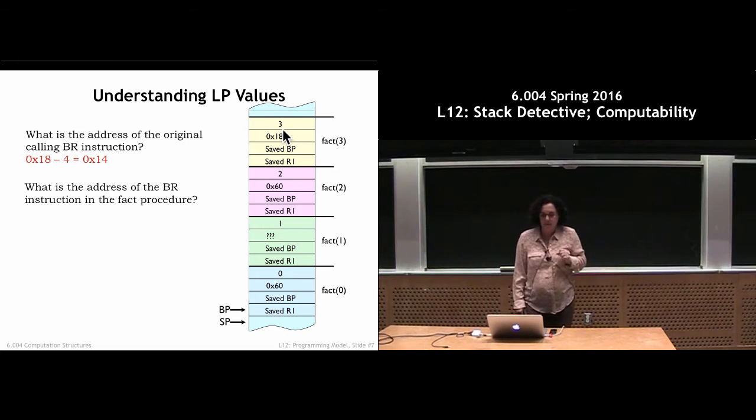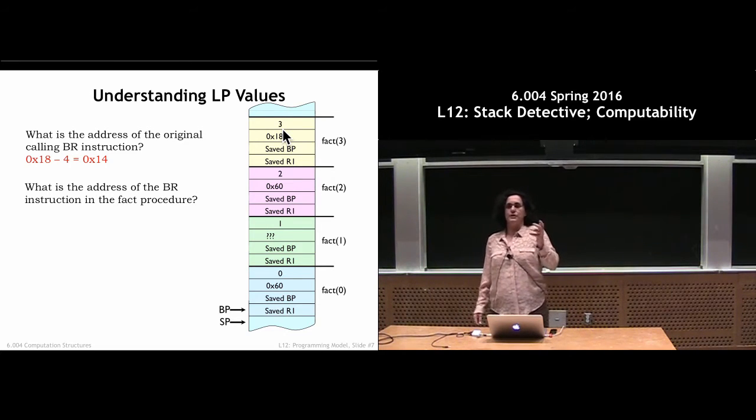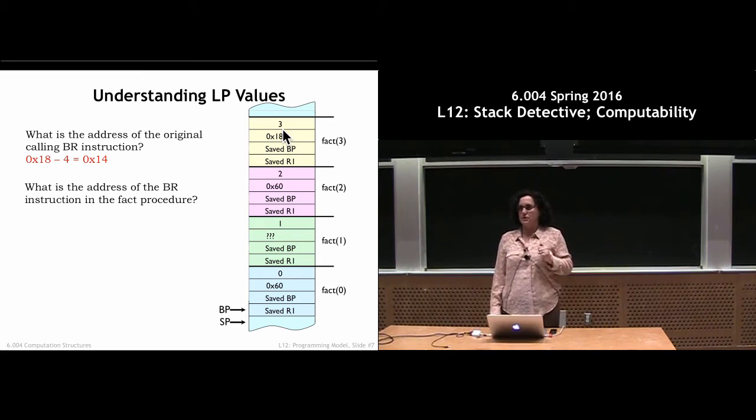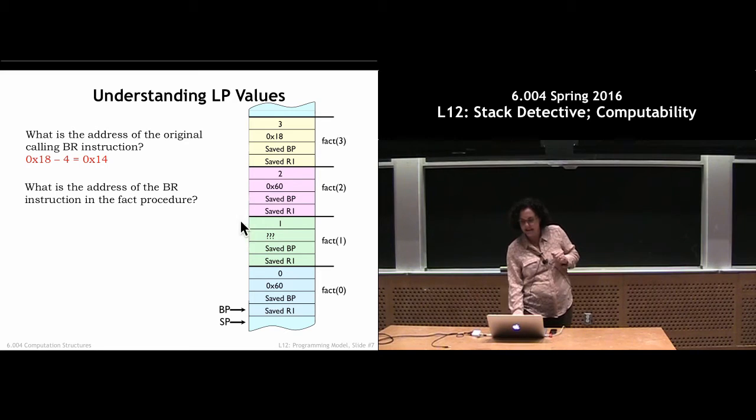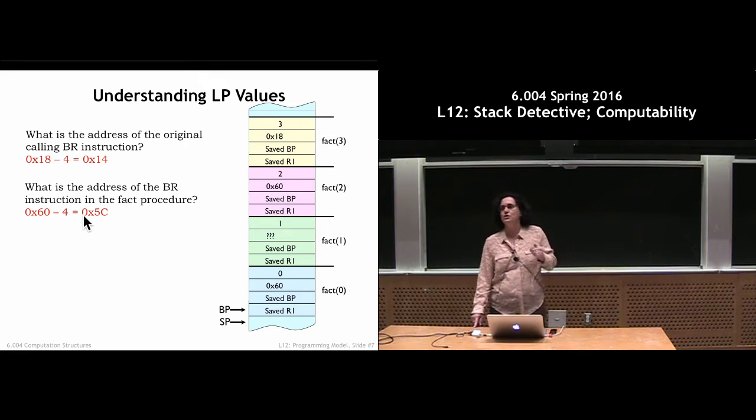Similarly, if you were asked, what's the address of the branch instruction within the factorial procedure? Same kind of thing. You would need to recognize that in that case, your return address is 0x60, and note that that repeats itself as you do multiple instantiations of the activation records. And so the branch instruction occurs one instruction before this, and so again, you can simply subtract 4 from 0x60 to determine the address of the branch instruction within your factorial routine.